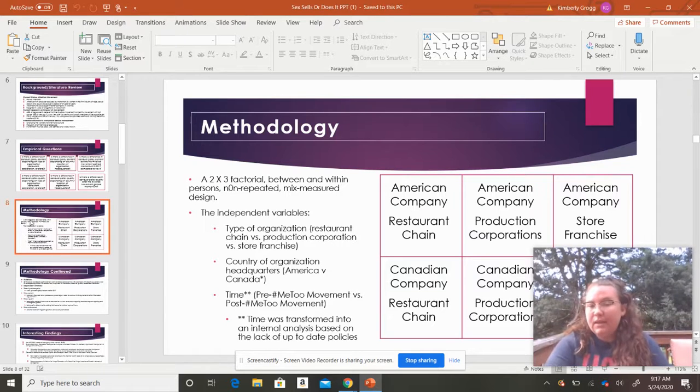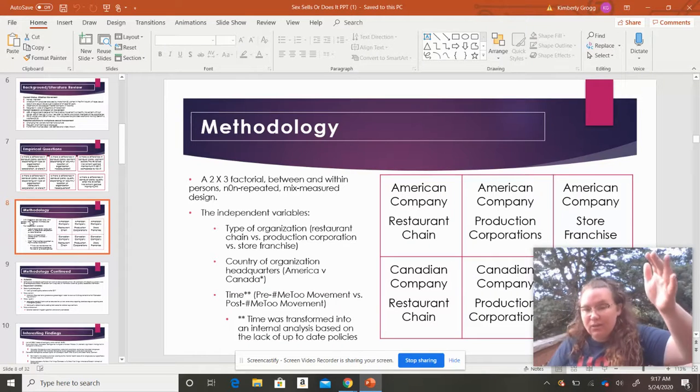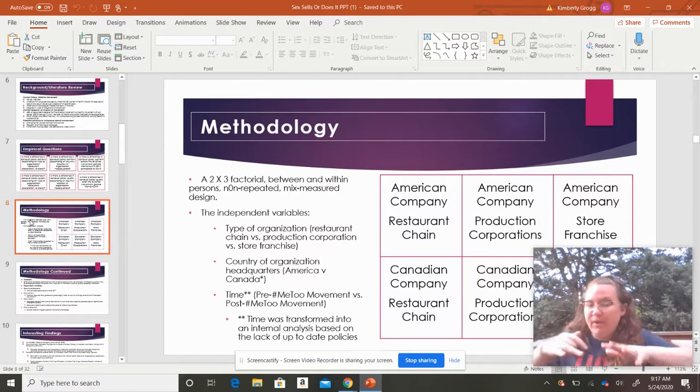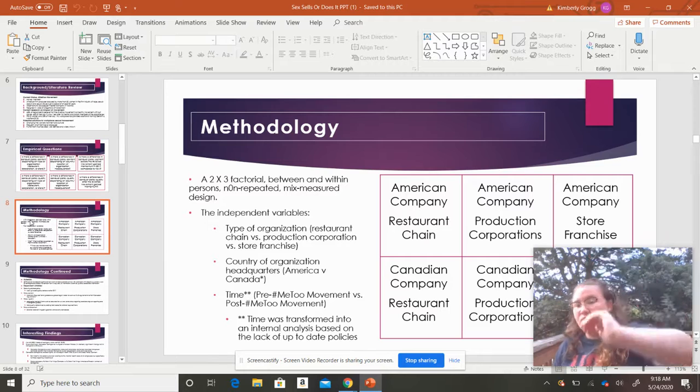The between means I compared between all of those different categories. So American restaurants, I compared to Canadian corporations and vice versa. You have a big matrix to combine all of your different spots there. Within is within your same category. So I compared within just American, within just Canadian companies, within just restaurants, just corporations, just stores. So that's what that means. It's a little bit complicated when it sounds like that. It sounds way fancier than it actually is. But when you look into it, that's basically the gist of it.